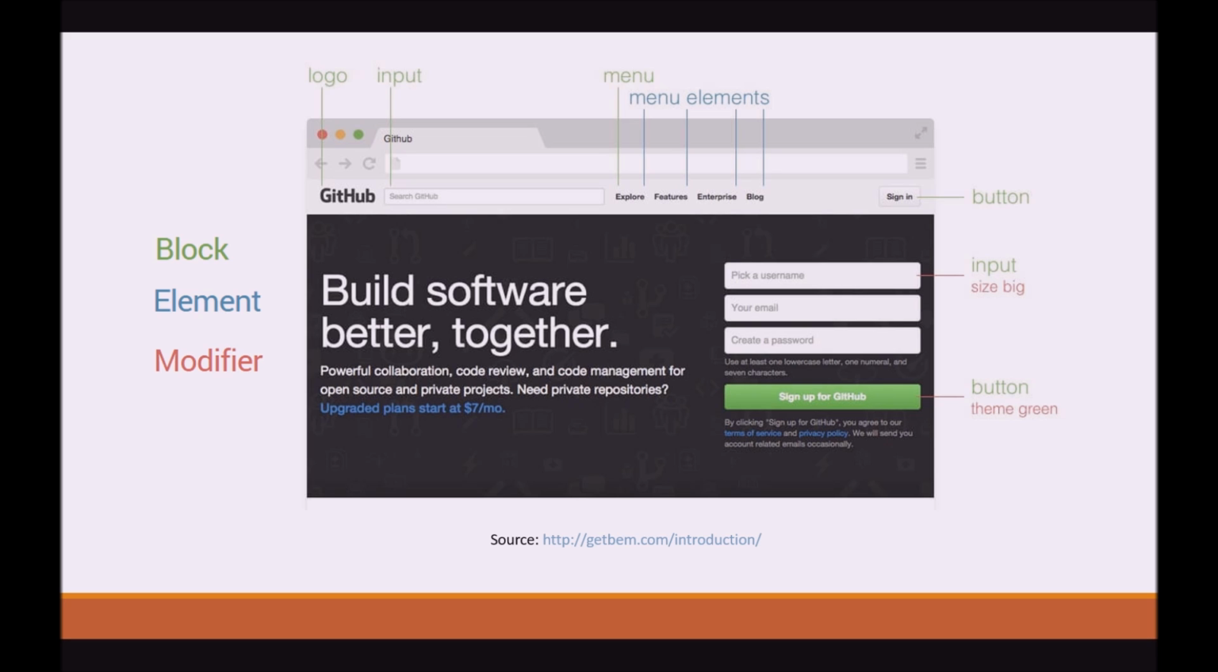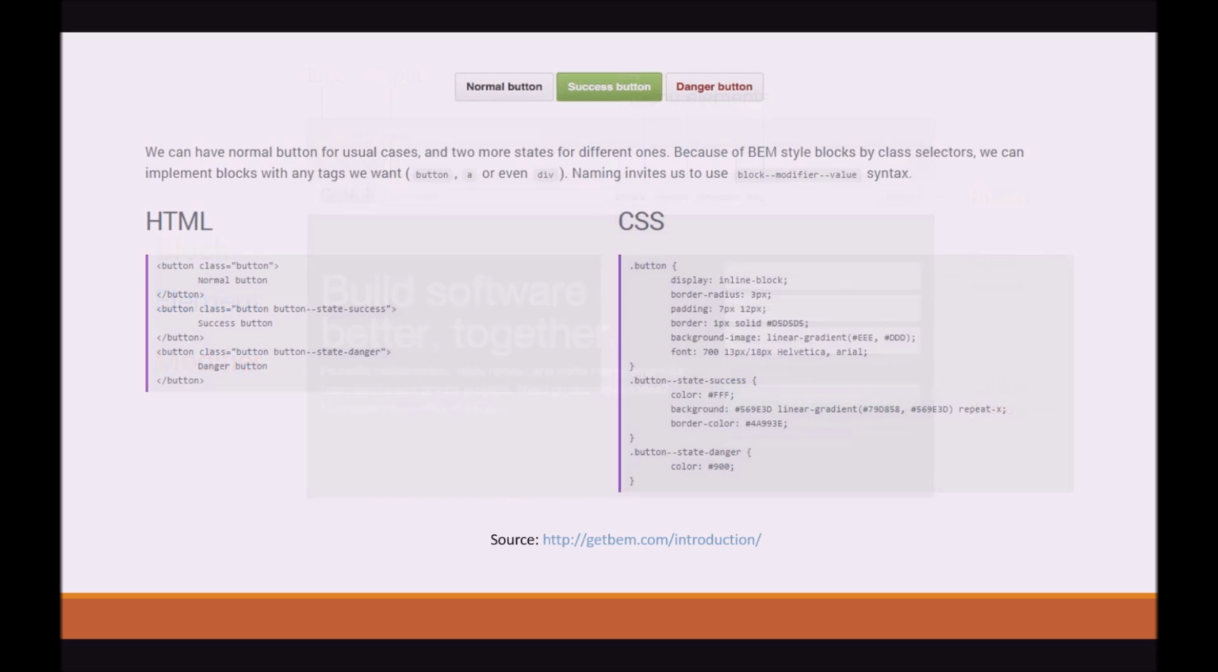In blue, we have menu elements. So we have Explore, Features, Enterprise, and Blog, and they are menu elements. So they are elements of the block menu. Then we have some modifiers. We just have a couple. In red on the right, you can see size big and theme green. So what's happening there is there's just an extra class that's applying theme green to the button and increasing the size of the input. So again, another screenshot from GetBEM. They just use perfect examples.